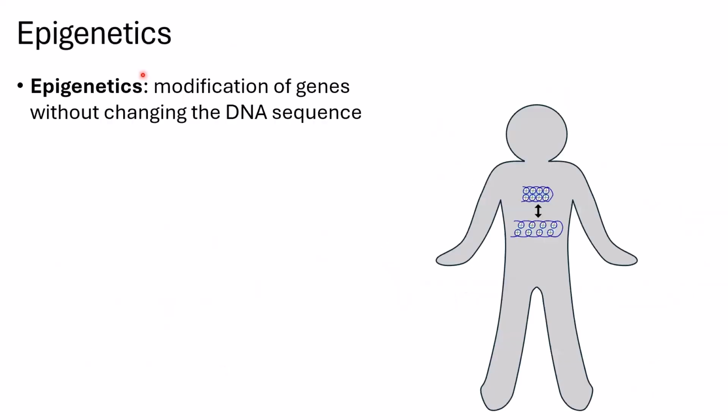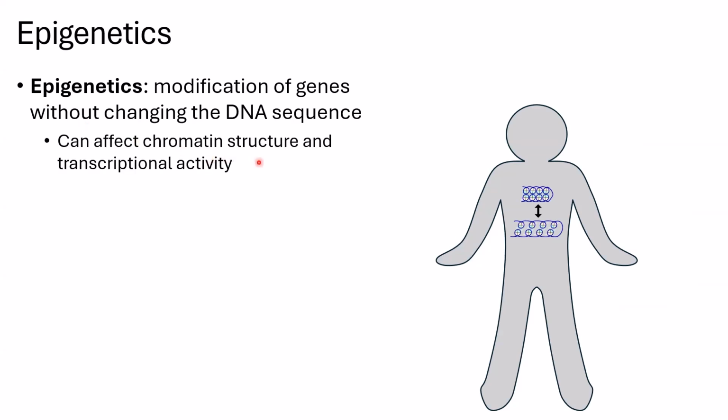Epigenetics refers to how genes are modified without changing the DNA sequence. Epi means on top of, and refers to how these modifications are not made to the bases, but can be made on top of the DNA, or the proteins the DNA is wrapped around. These modifications then affect chromatin structure and transcriptional activity. While the epigenetic modifications can be passed on as a cell divides, unlike mutations, they are reversible.